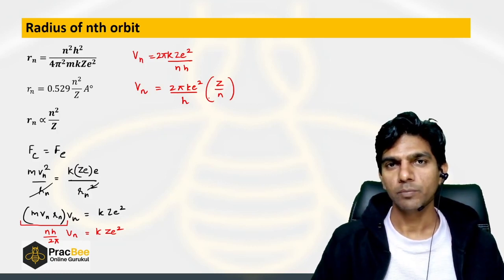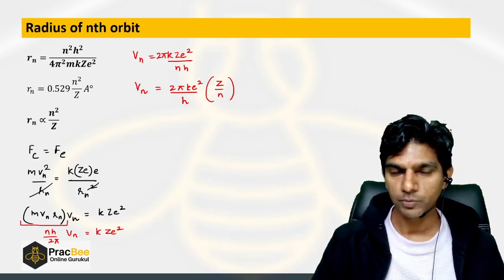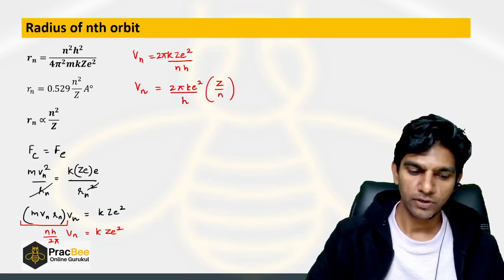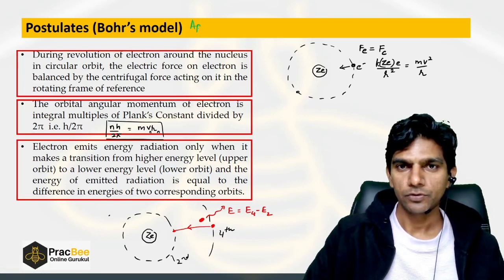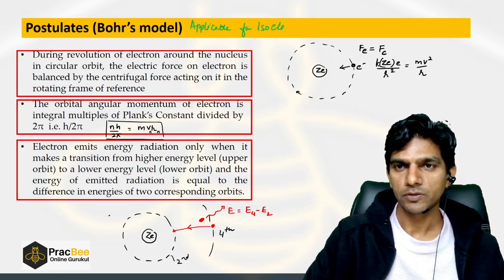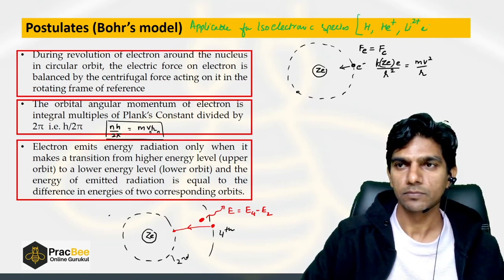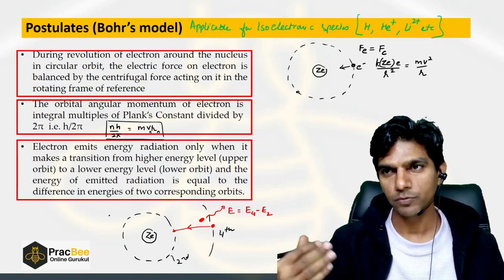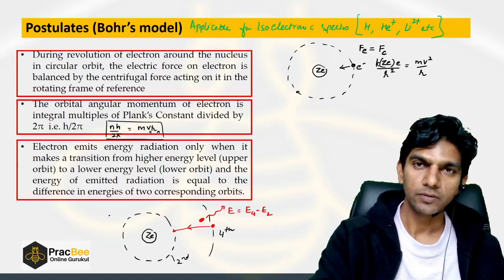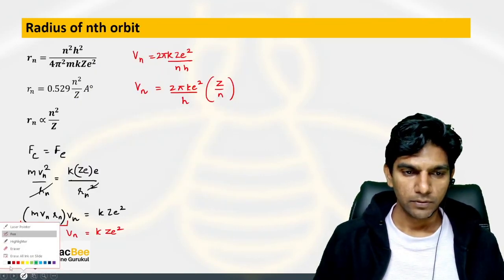And do remember this, Bohr's model is applicable for single electron species. So let me also mention here, it is applicable for isoelectronic species like hydrogen, and then we have helium plus, lithium 2 plus, like this. Okay, so do remember this. And suppose if we are talking about lithium 2 plus, in that case Z will be 3. For helium it will be 2.